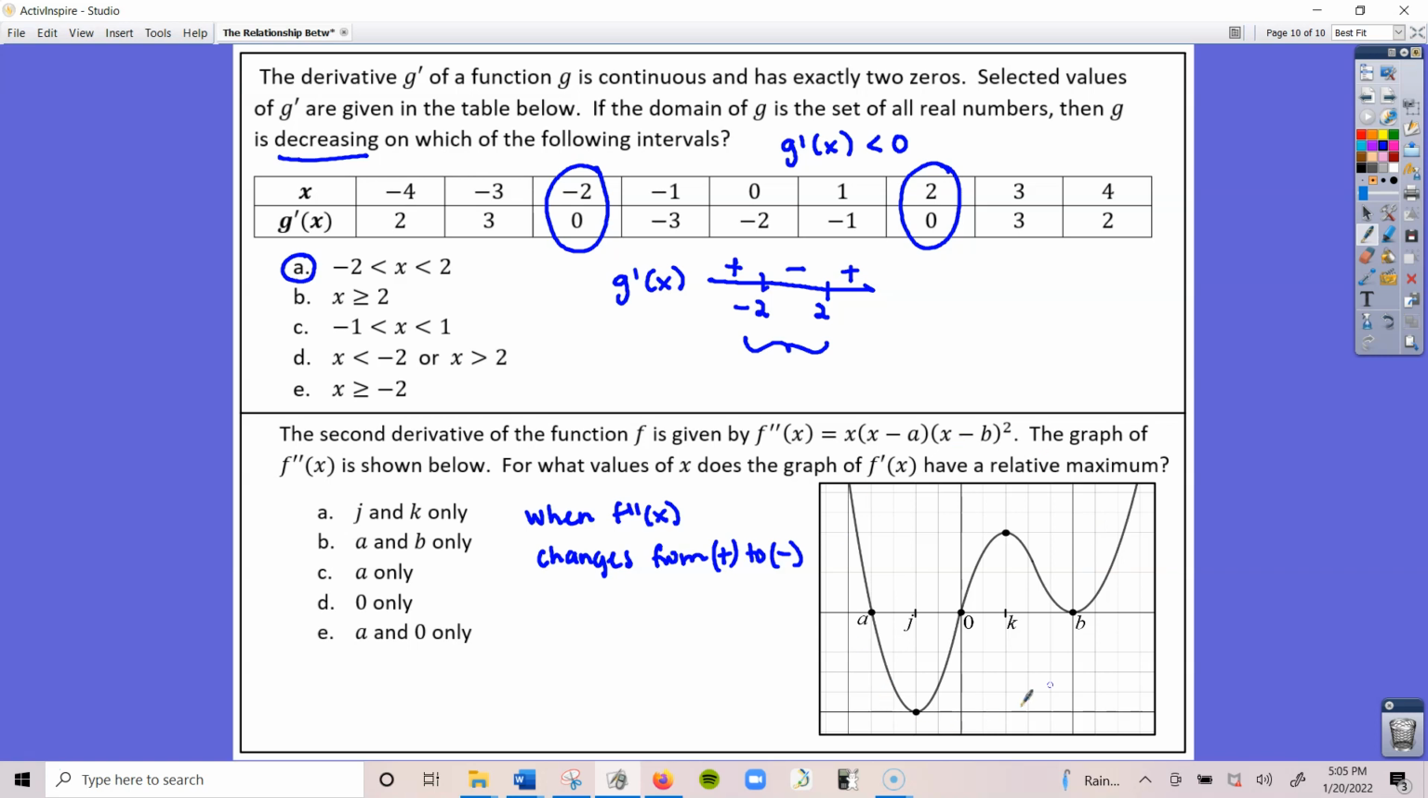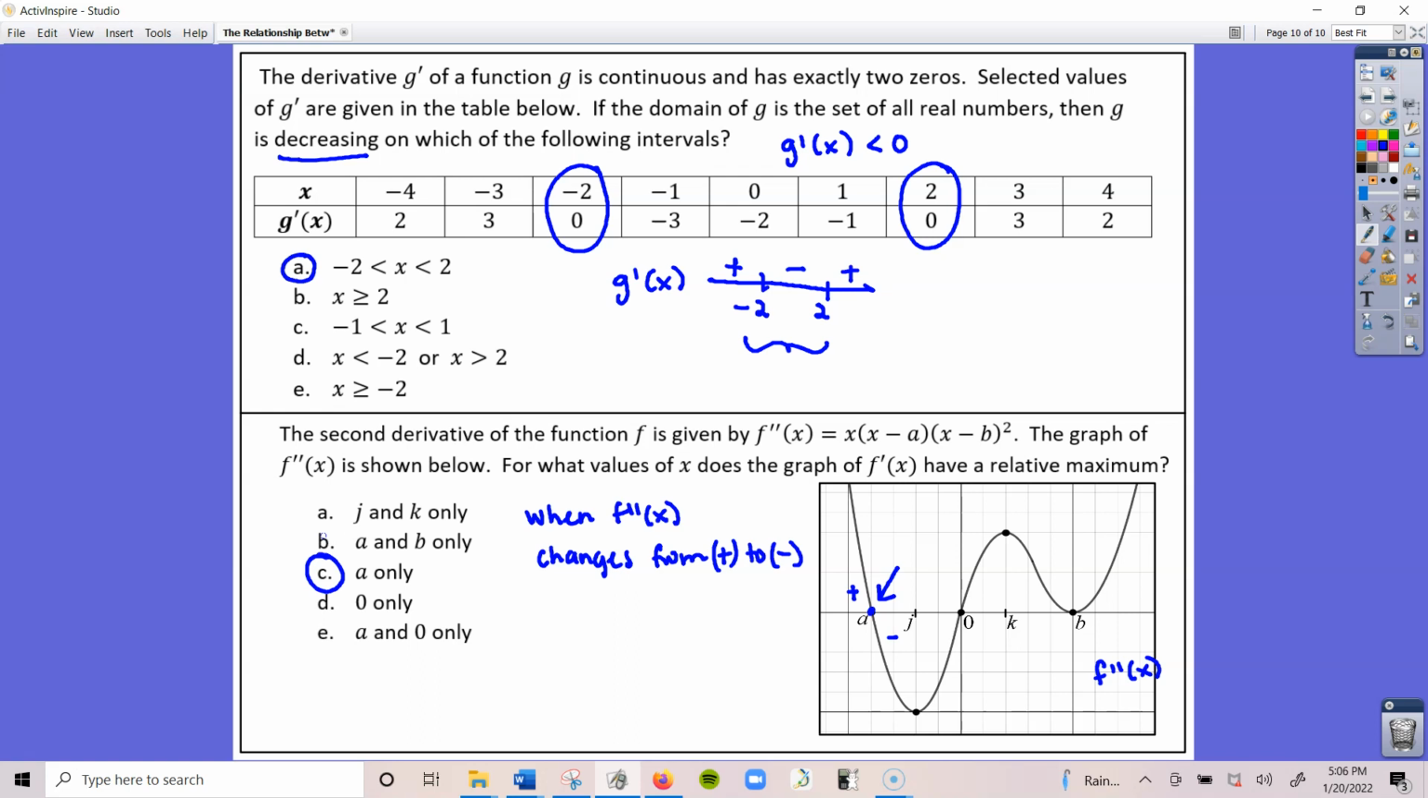So we're looking here, because this is the graph of f double prime of x, as indicated in the question. We're looking for the points where my graph changes from above the x-axis to below the x-axis, which we have here from positive to negative here at a. This goes from negative to positive, and this doesn't change. This goes positive to positive. So we only have one maximum for f prime, which would be at a.